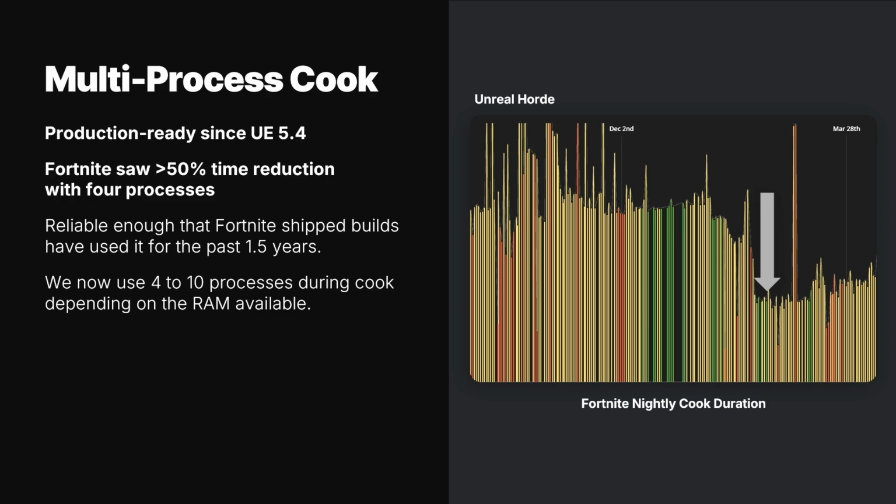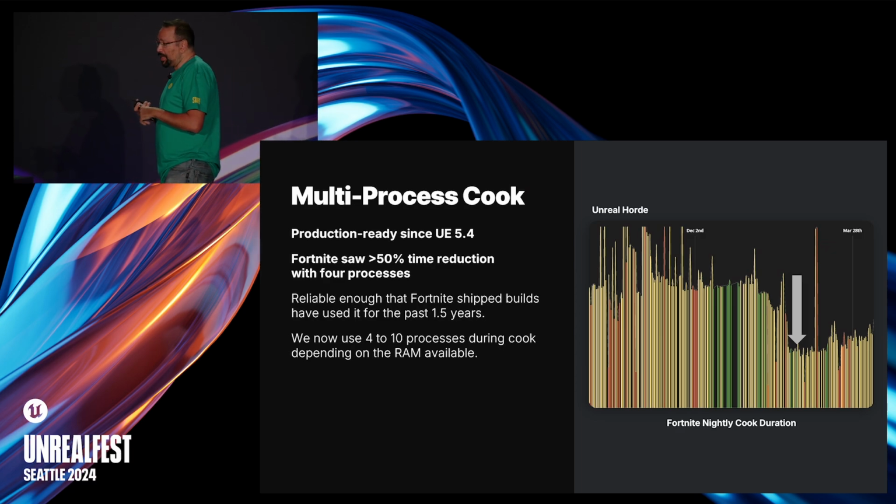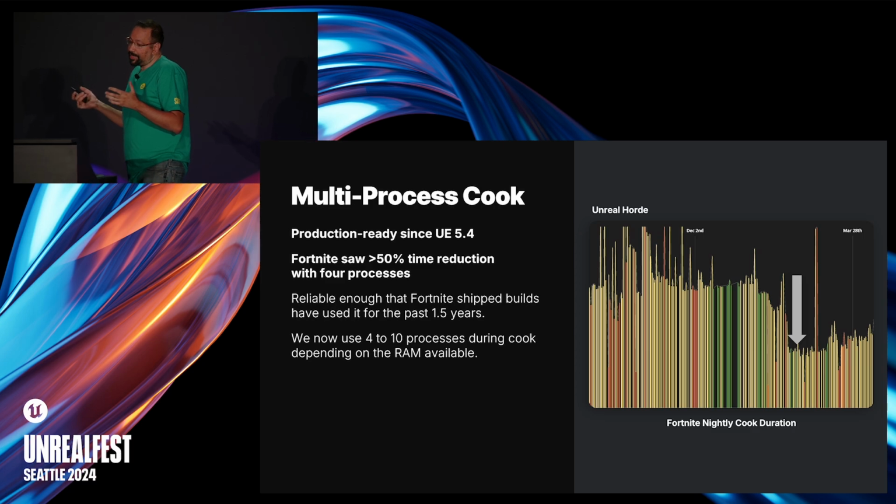This has been production ready since UE 5.4, and for us within Epic, we saw a greater than 50% time reduction by applying it on Fortnite to our cook times on the build farm. We went from a single process cook to 4-process cook, and that reduced the cook time by over 50%. Critically, it has been reliable enough that Fortnite has been shipping with multi-process cook. The builds that it produces and ships to users have been produced with multi-process cook for the past 1.5 years. And our automated processes now use anywhere from 4 to 10 processes during cook, depending on how much RAM is available.